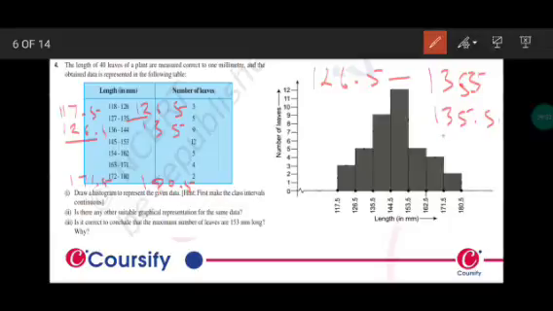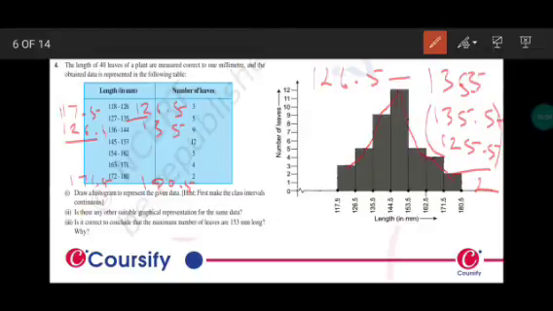135.5 plus 126.5, and the whole divided by 2. So the middle value, the center value, will be used to connect these points. So that graph will look something like this. Suppose this is the frequency polygon of this graph.